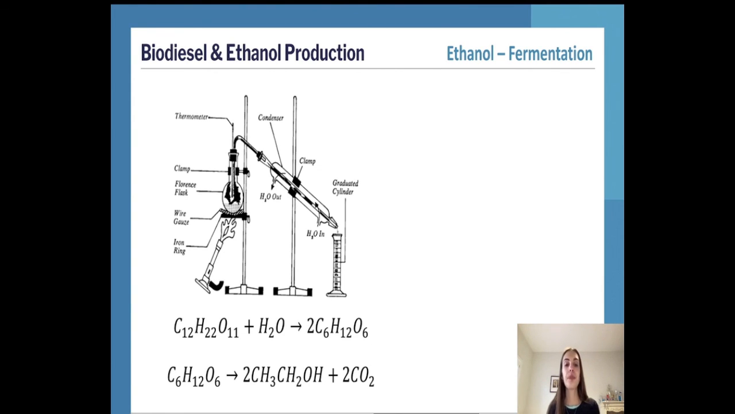And so the alcohol produced from this type of reaction will actually only reach a concentration of about 14%. So in order to achieve a higher concentration than this, you've got to then distill the alcohol. So we can see in this diagram here, the reaction occurs and then we put it through the condenser to then distill it into our graduated cylinder down the bottom here. So that's the process of producing ethanol via fermentation.